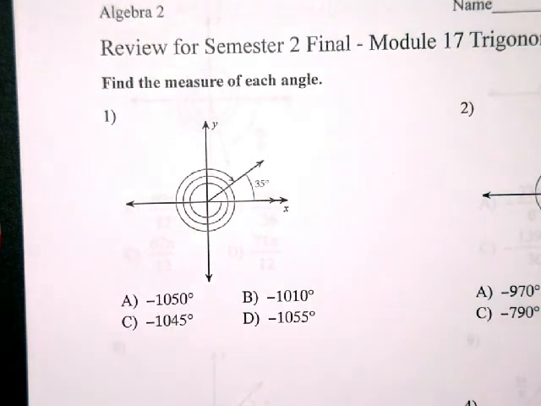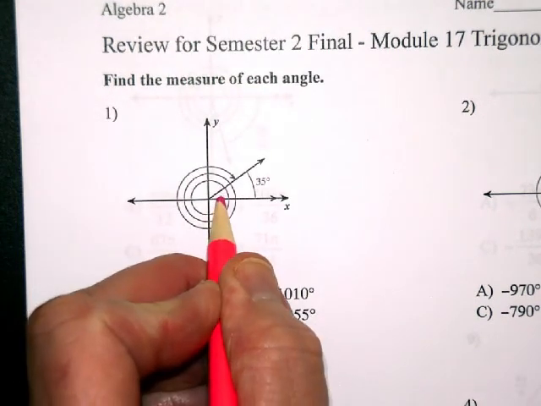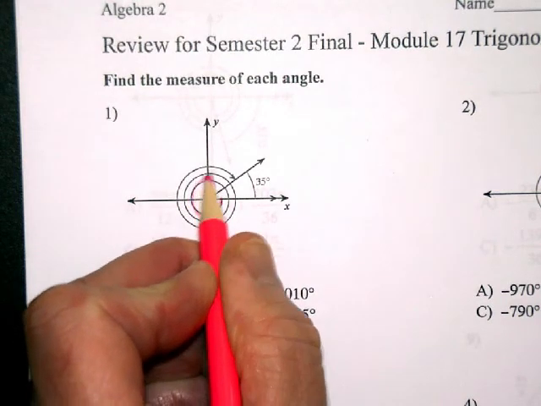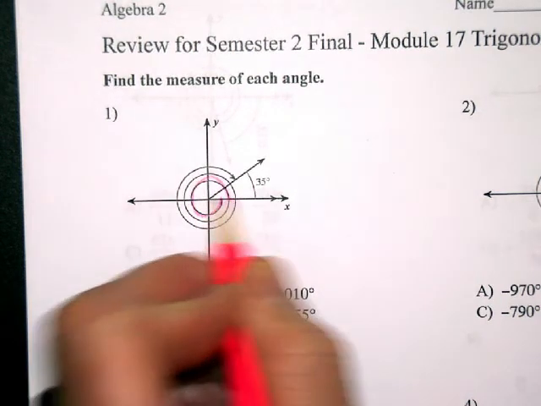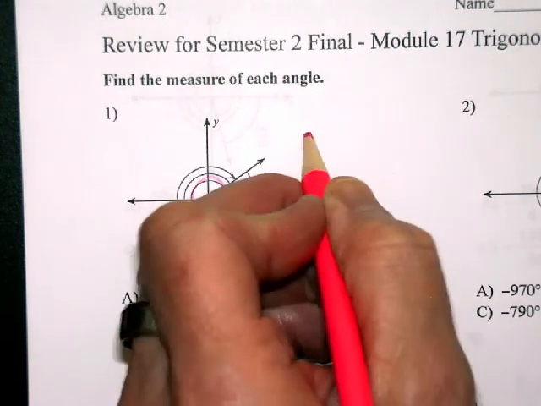Remember from 17.1, our angles of rotation had direction. So if you go under the x-axis to start with, a full 360 degrees around, you'll end up back at the x-axis again. That's the negative direction.